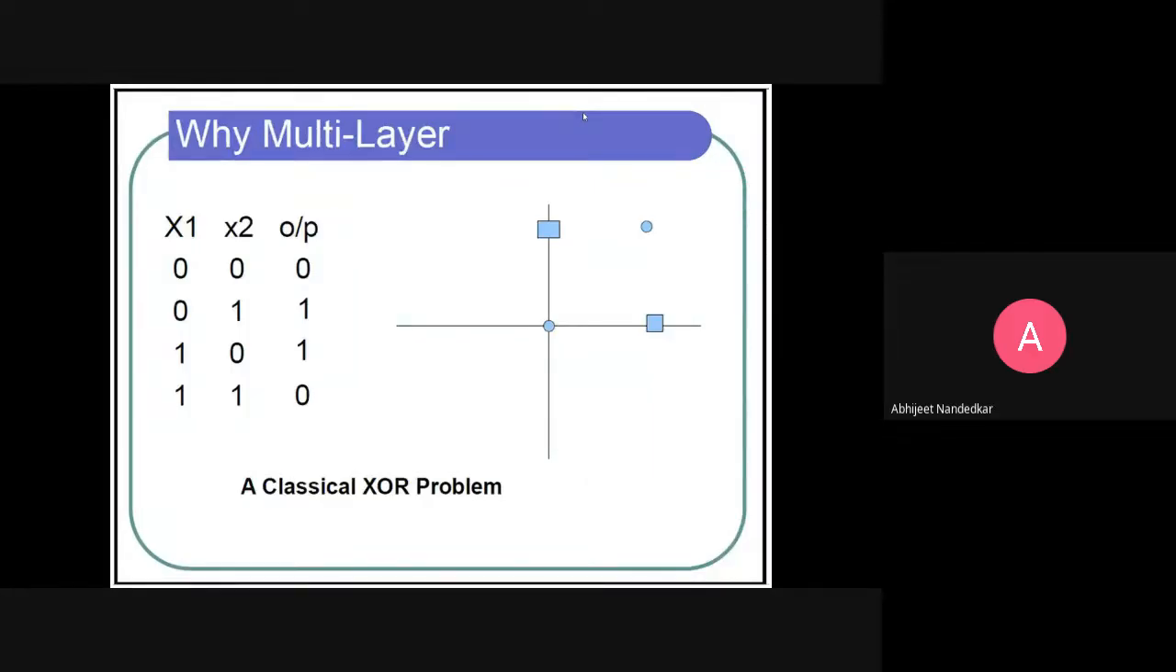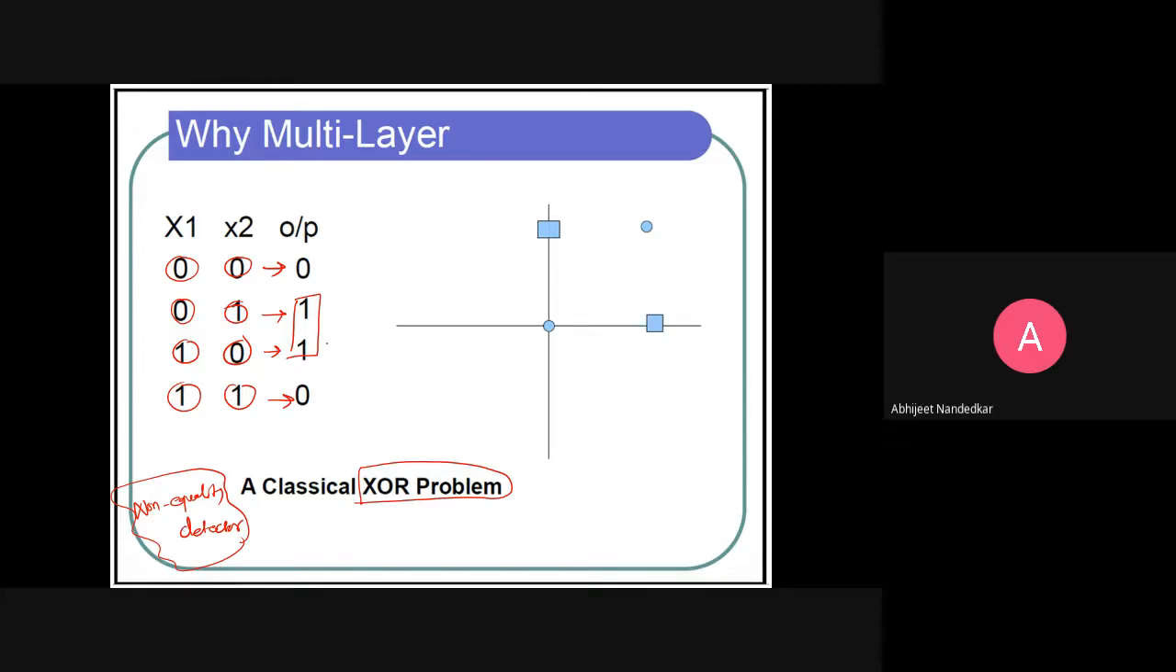Now we have this particular table. You can see here input is 0, 0, output is 0. Input is 1, 1, again output is 0. If input is 0, 1 or 1, 0, output is 1. So this is the typical XOR table, which is also called a non-equality detector.